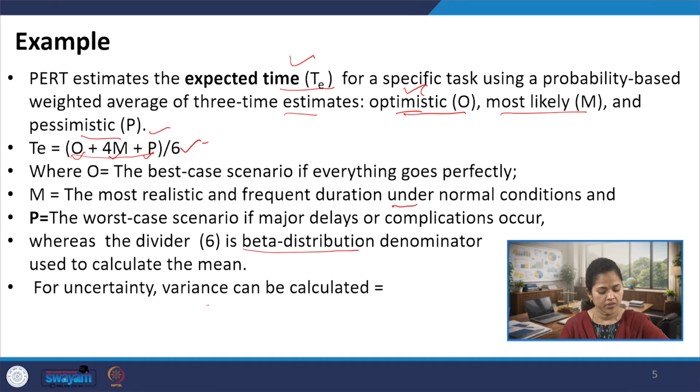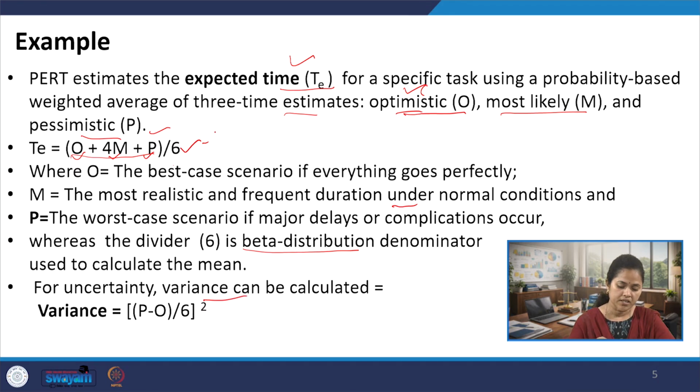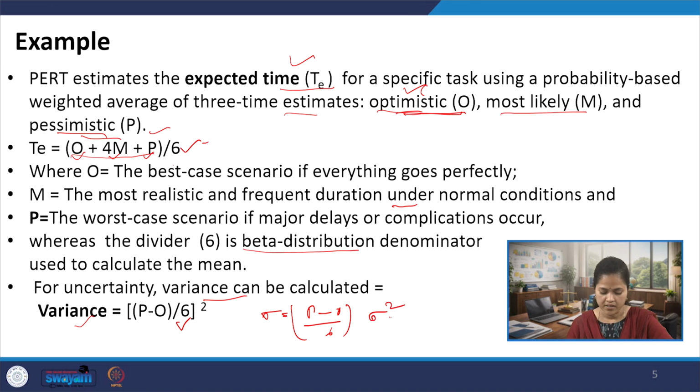And for uncertainty, we can also calculate the variance, right. So, the variance can be calculated based on the two extremes, that is, the optimistic estimates and the pessimistic estimates. Since it is a beta distributed denominator, that is the reason 6 is divided here. So, pessimistic minus optimistic divided by 6, whole square, gives the variance. So, you can say that standard deviation is P minus O divided by 6, and variance is the standard deviation square, that means (P minus O divided by 6) square.